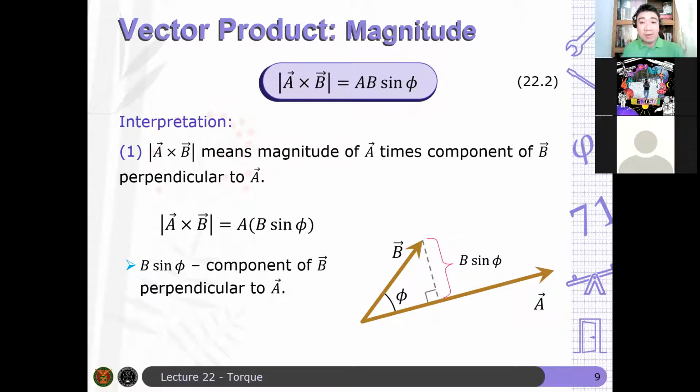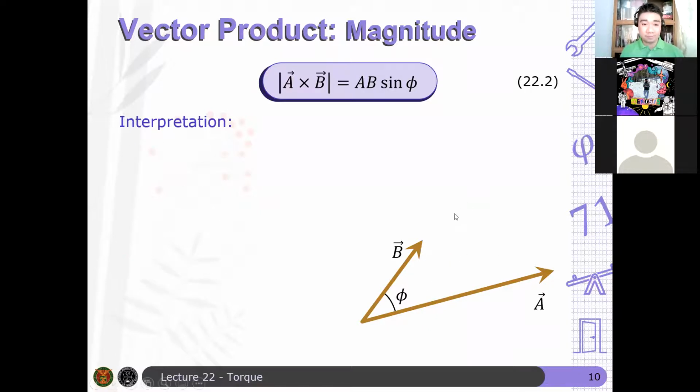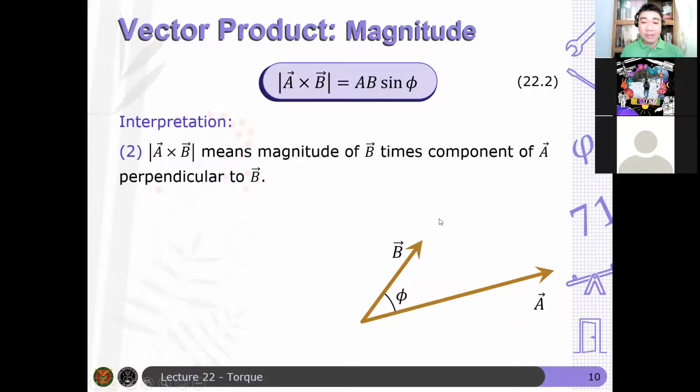Hindi ganun yon. Ang ginagawa natin ngayon ay you have this quantity that's perpendicular to E. Okay? Clear ba tayo dito? Clear? Is this clear? Yes, sir. Okay, sige.